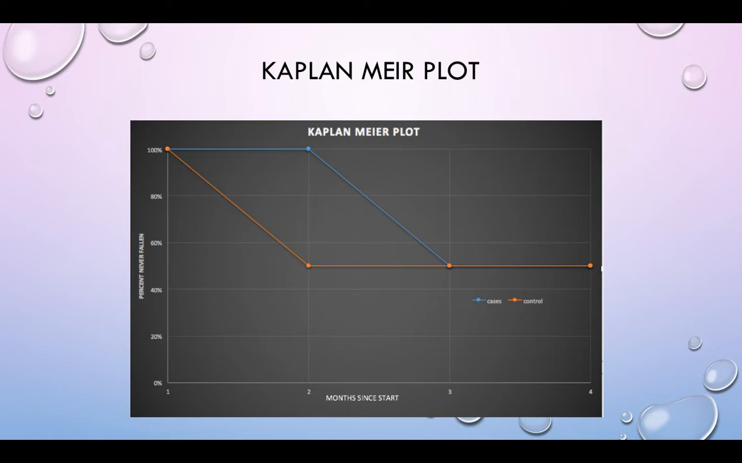This is the Kaplan-Meier plot. And as you can see, I have used an Excel scatter plot with straight lines and markers.